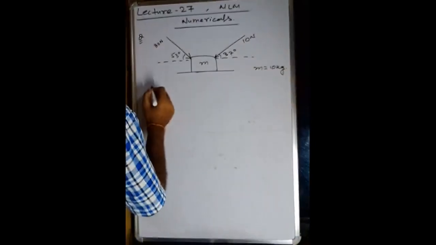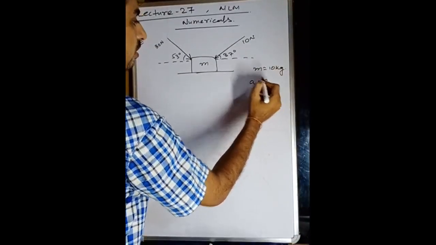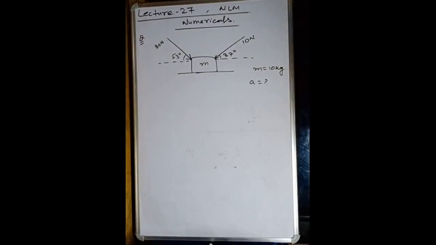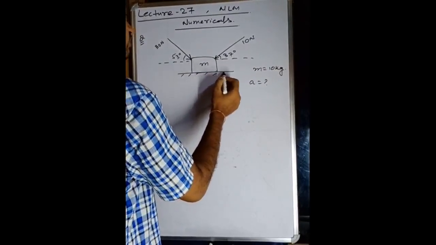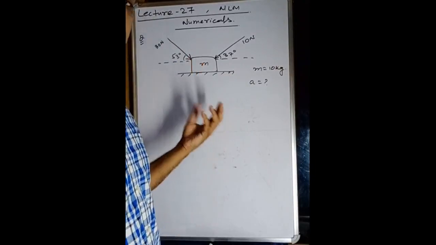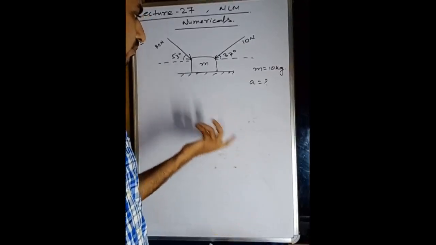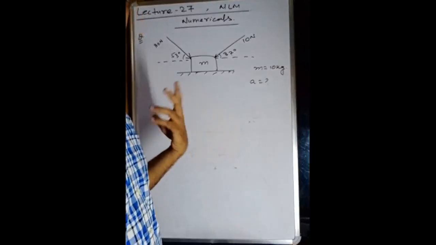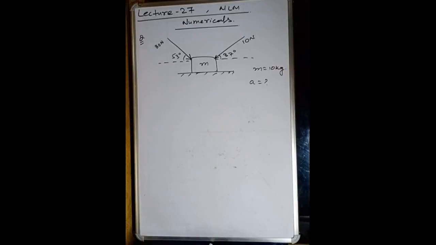What you have to find? You have to find the acceleration. What will be the acceleration and in which direction? The surface is smooth. Okay, there is no friction. Consider in which direction this body will move, whether it will move or not. If it will move, then in which direction and with what acceleration. So I hope the students have started to solve this question. How to solve this question?